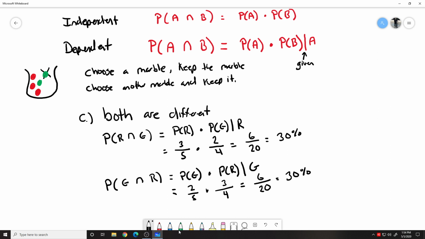Now, because there's 2 ways it can happen, we need to take our answers and add them together. We want to accumulate all the percentages of the different ways this could happen. So we add these together, and you have a 60% chance of getting 2 different colored marbles if you make 2 picks.